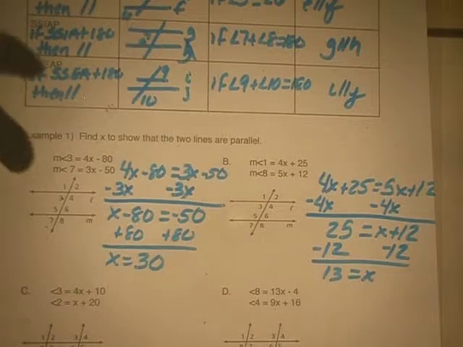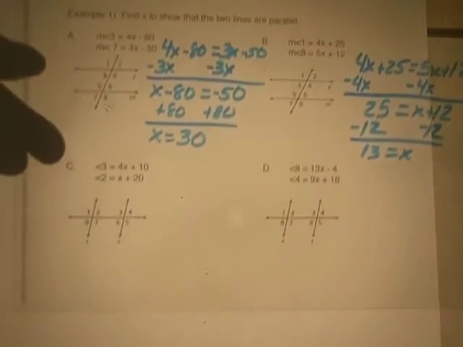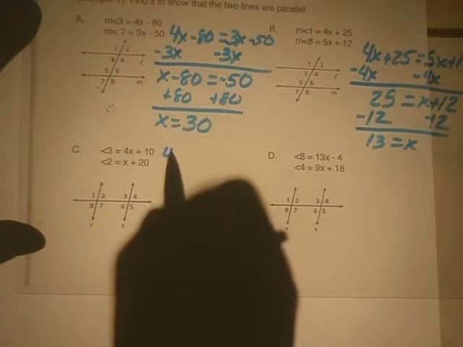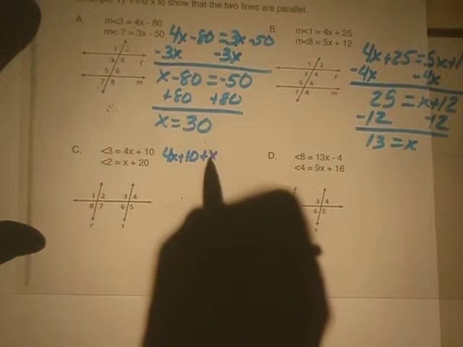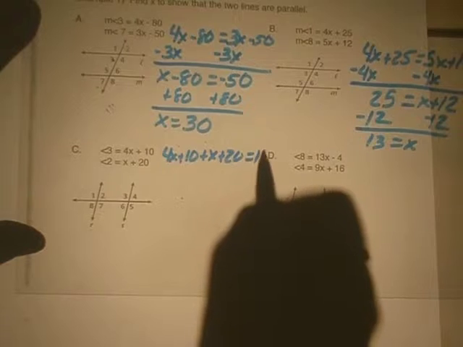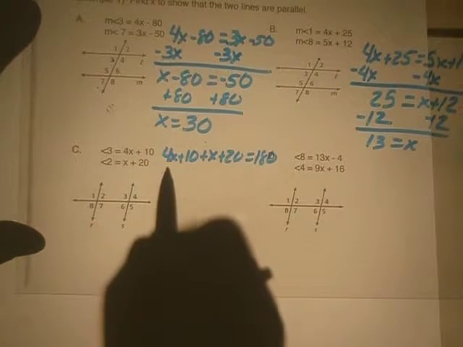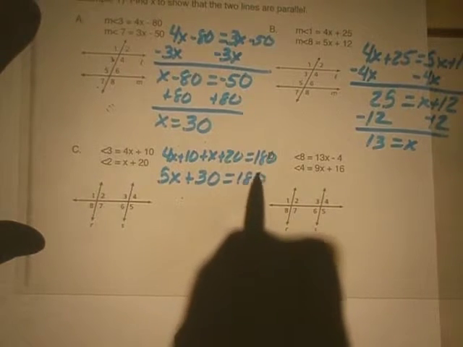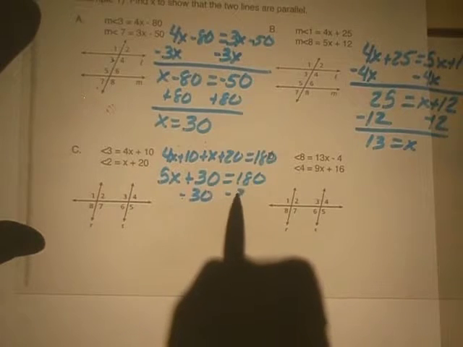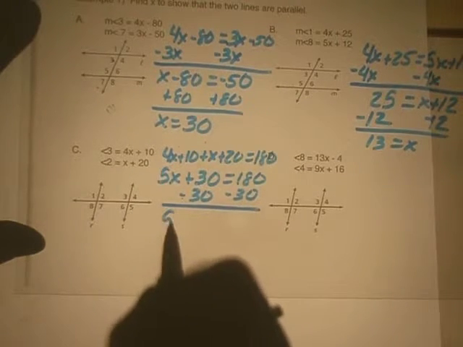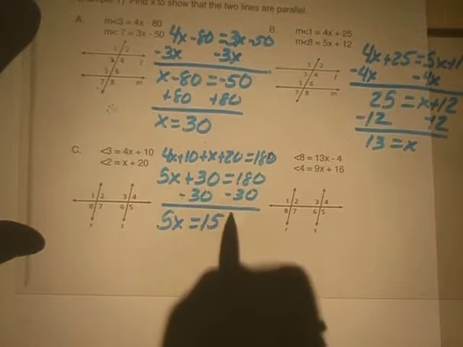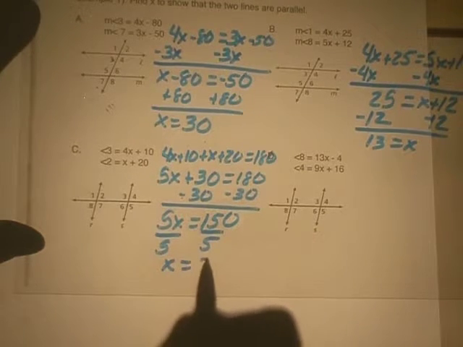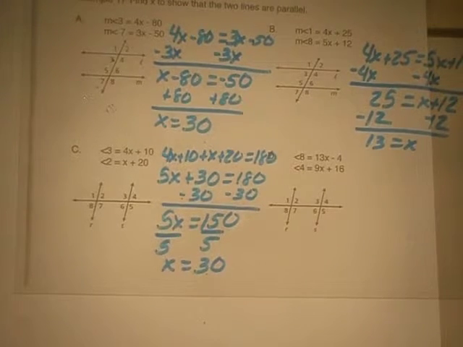Number 3, we are looking at angles 2 and 3. Those are same side interior angles. And your same side interior angles have to add to 180. That would become 5x plus 30 equals 180. When you subtract 30 from both sides, you have 5x equals 150. And so the value x equals 30 would make those lines parallel.